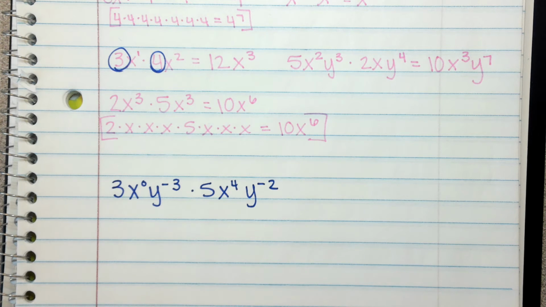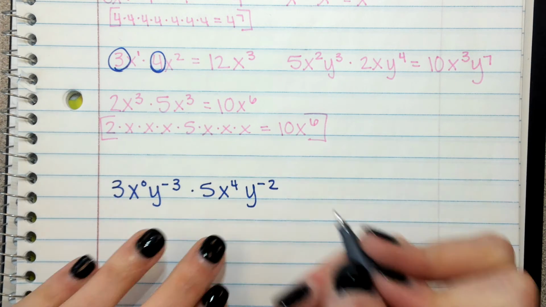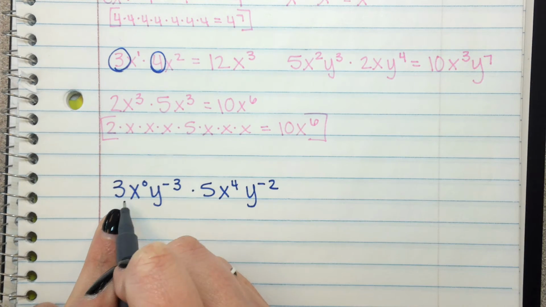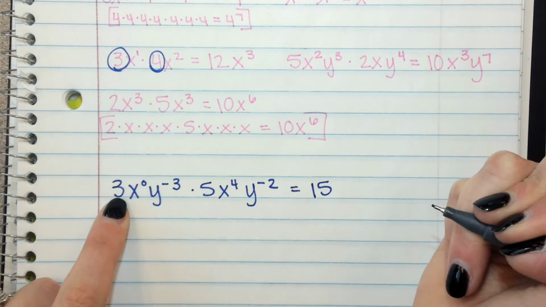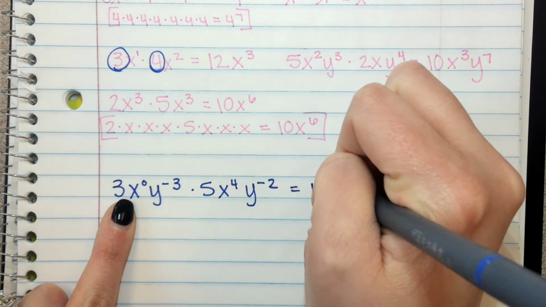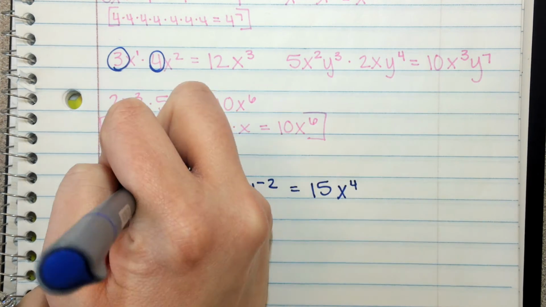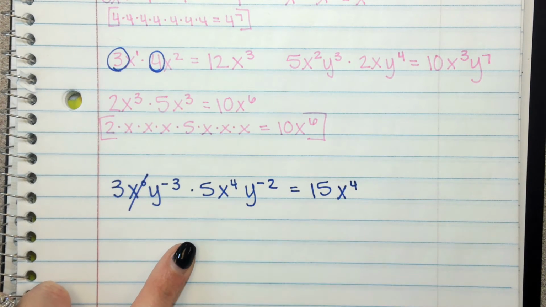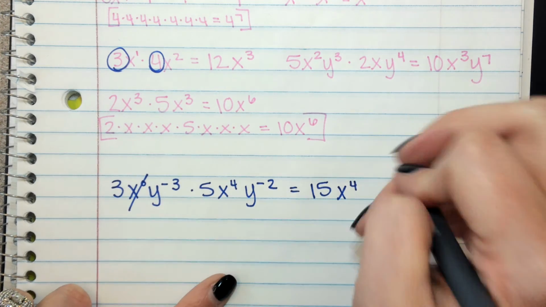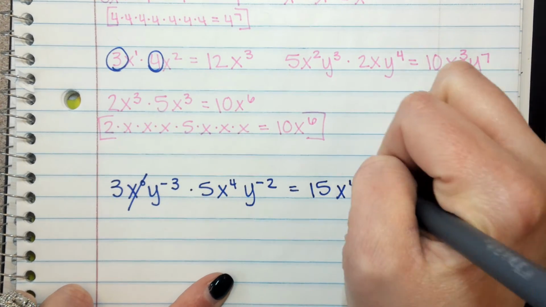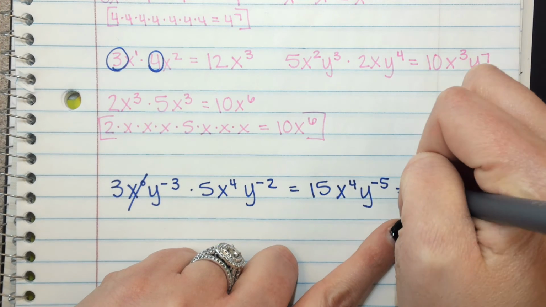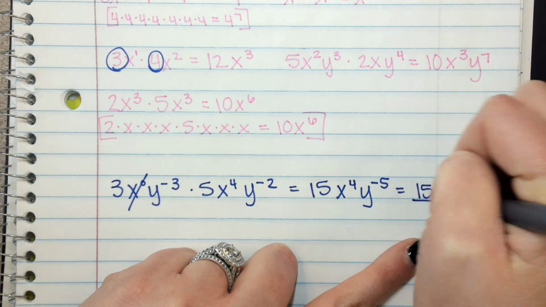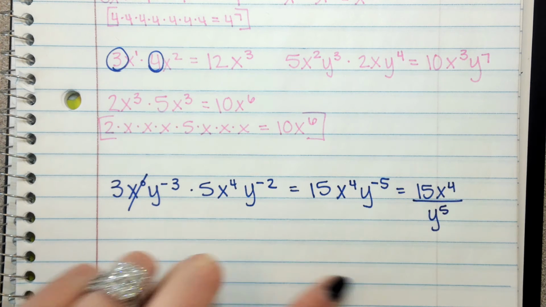And so if you don't know how to do the quotient rule, if you do the negative rule first, it can get you in a pickle. Okay, so we can do the power rule. So 3 times 5 is 15. We have x to the 0 and x to the 4th. So that's just going to be x to the 4th. Or you could have marked that out and just been left with x to the 4th. It works either way. And then our y's, we have negative 3 plus negative 2 is negative 5. I can't leave the negative up there, so I have to rewrite it as 15x to the 4th over y to the 5th. Okay?